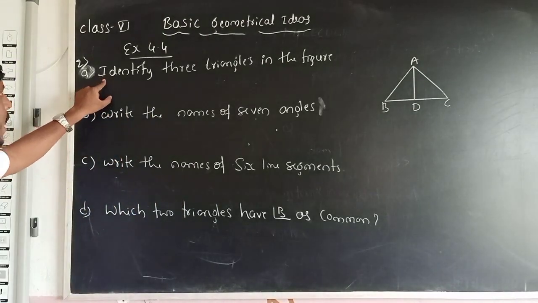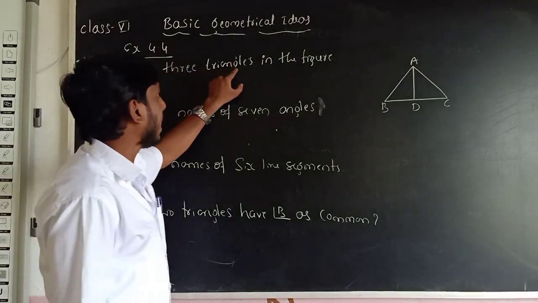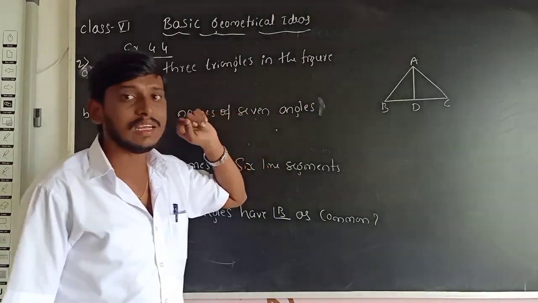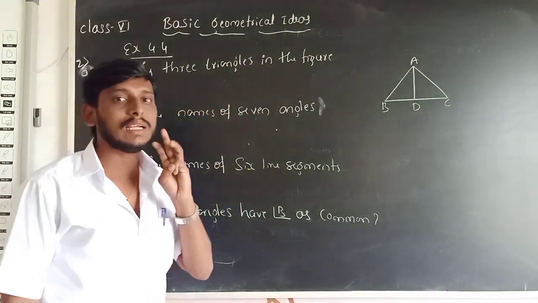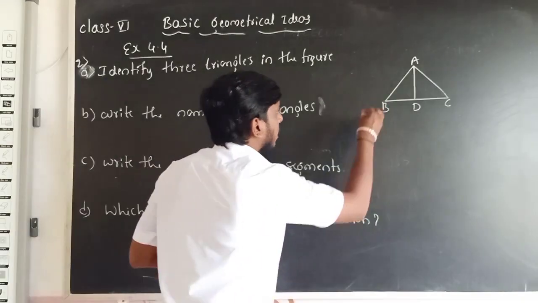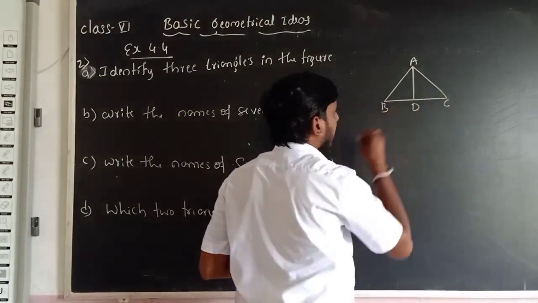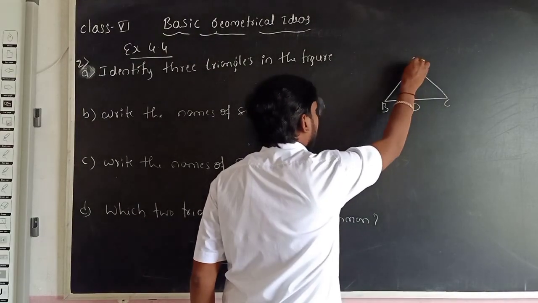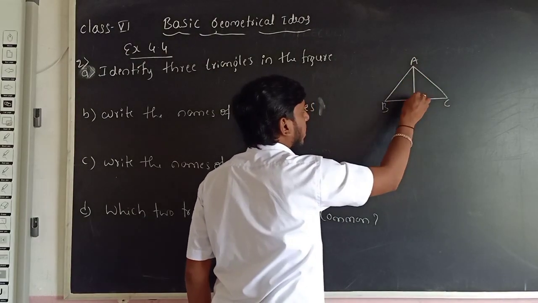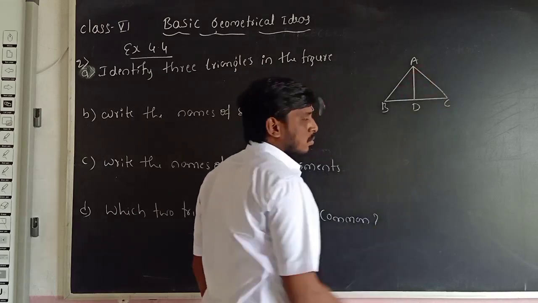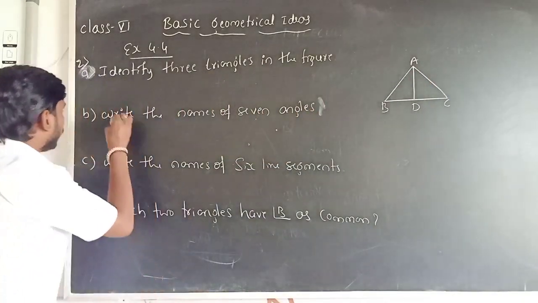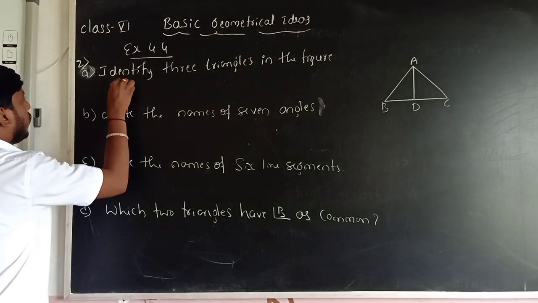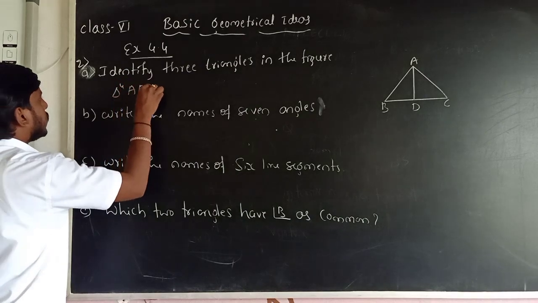What is the first question? Identify the three triangles in the figure. How many triangles do we need? Three triangles. First, ABC is one triangle. Correct? ABD is also one more triangle. ADC is also one more triangle. So three triangles.